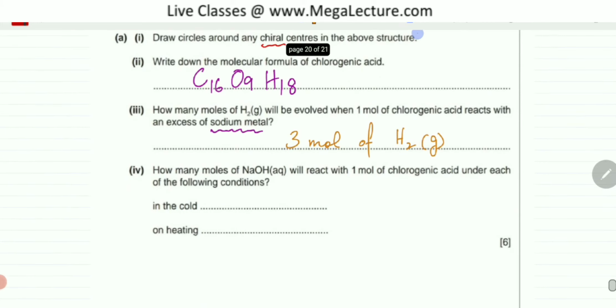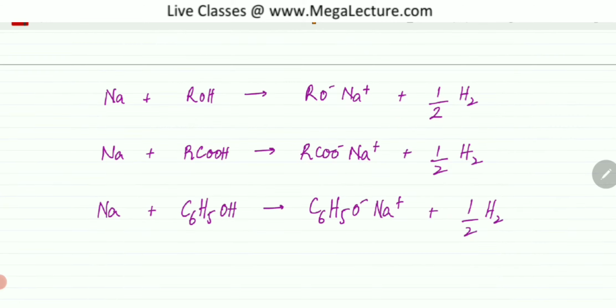The next part of the question is how many moles of NaOH will react with 1 mole of chlorogenic acid under each of the following conditions. The first one is in the cold. Now I'm going to look at the same reaction and we're going to discuss what happens when these things react with NaOH. The alcohol does not react, and every time it's going to be a water molecule that's going to be produced. So the first reaction is definitely not happening.